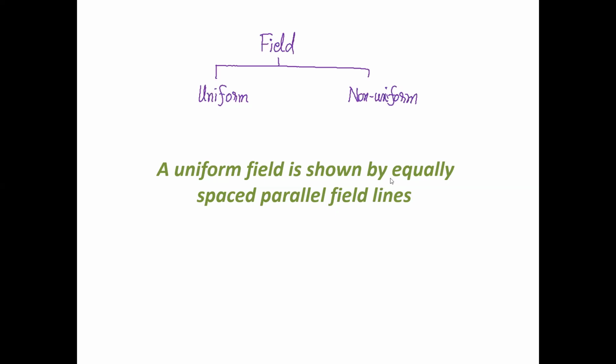I repeat the first concept for today: electric field is of two types, uniform electric field and non-uniform electric field. Whatever field you are considering, the word uniform means the same signal strength. And when you have a non-uniform field, the signal strength is changing. A uniform field is shown by equally spaced parallel field lines. So now you have to copy this screen. This is our first concept.